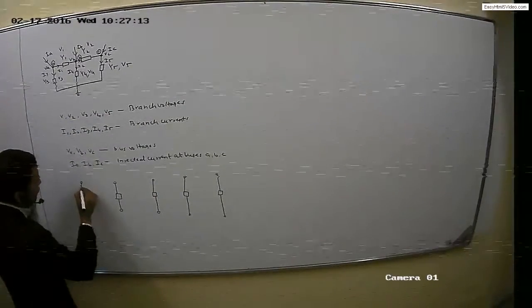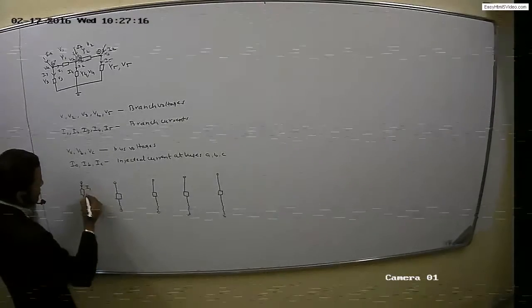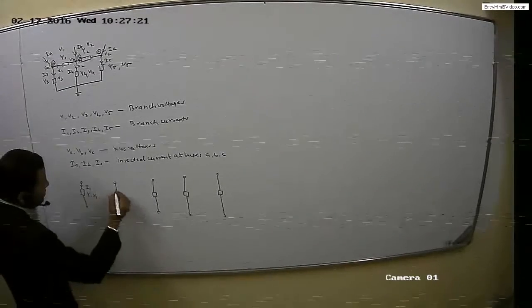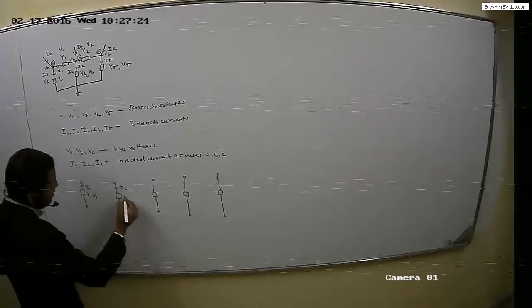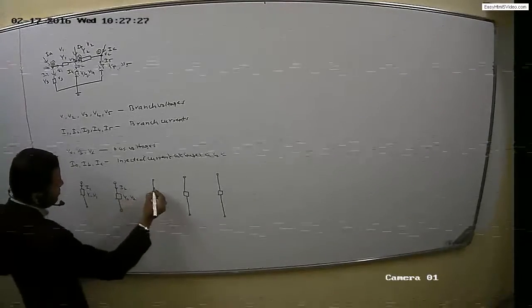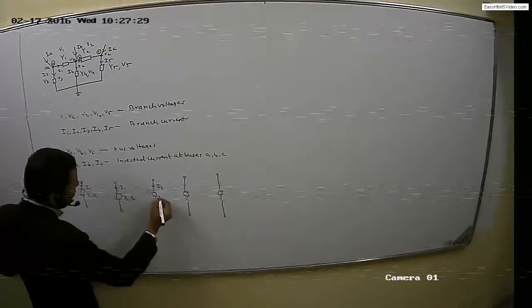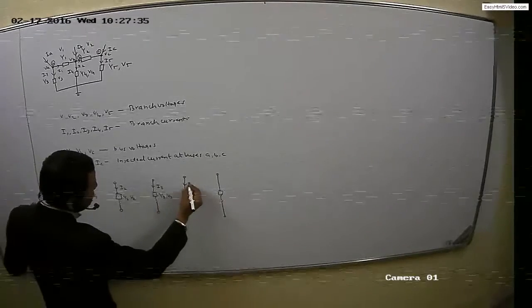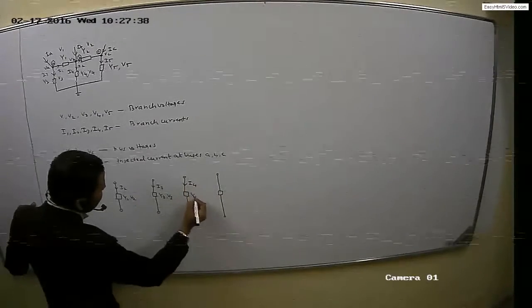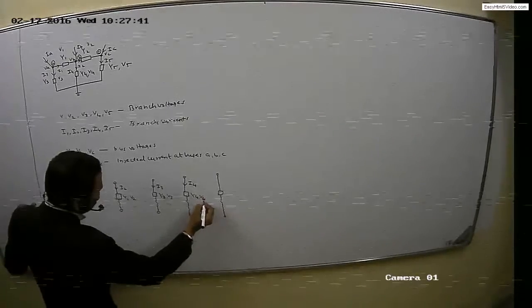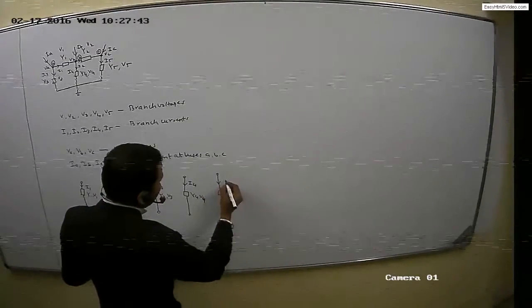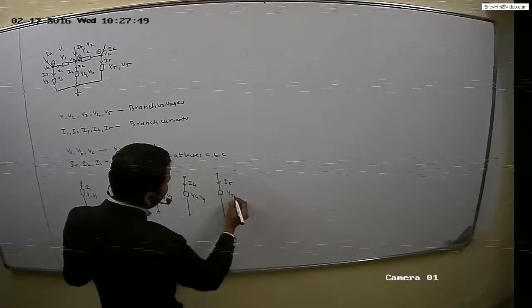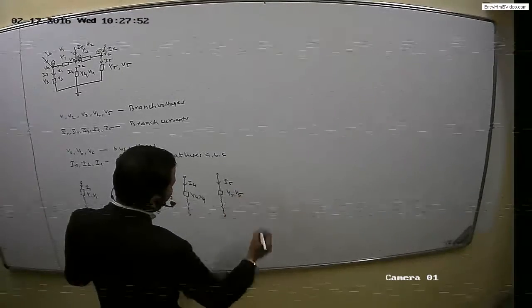So what we have to do, we have to write down the branch current here, that is I1. It is having admittance Y1 and voltage drop V1. Here the current is I2, admittance is Y2 and voltage is V2. In the third branch the current is I3, admittance is Y3, voltage is V3. In the fourth branch the current is I4, admittance is Y4 and voltage is V4. And in the fifth branch the current is I5, the admittance is Y5 and the voltage is V5.